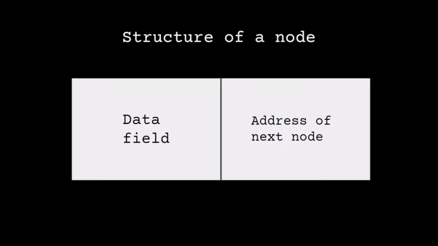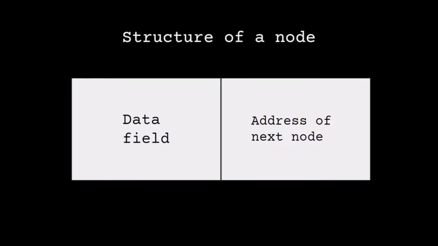And second, address to the next node or pointer to the next node, which will basically store the memory address of the node which comes after it. So basically, the address of the consecutive node will be stored in the second field of the node.